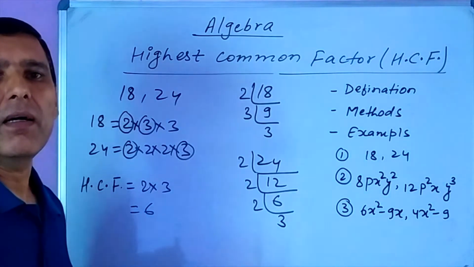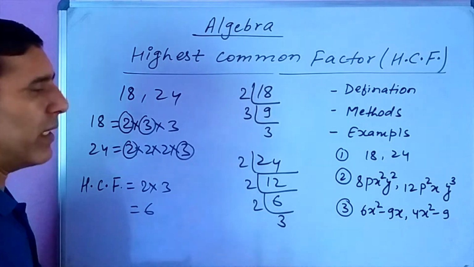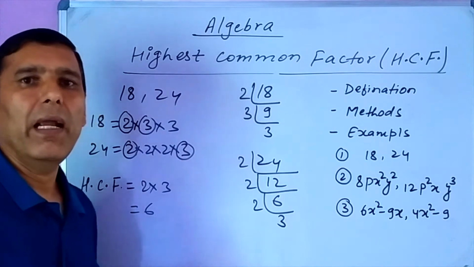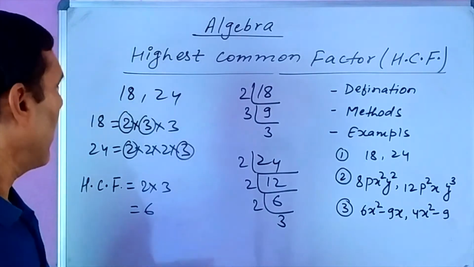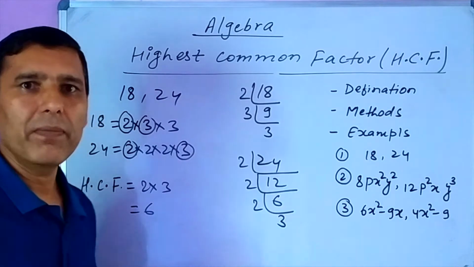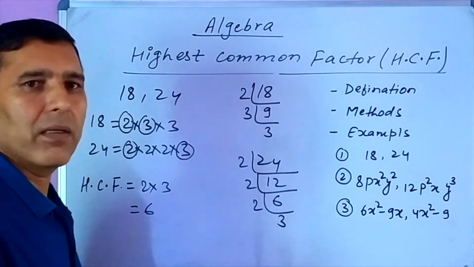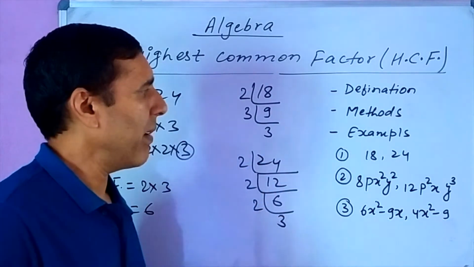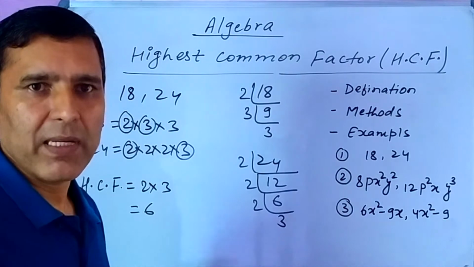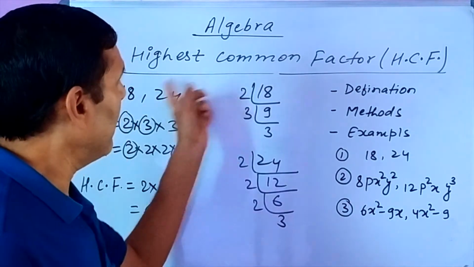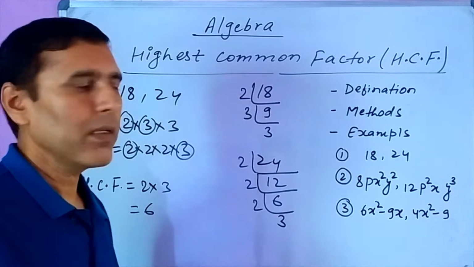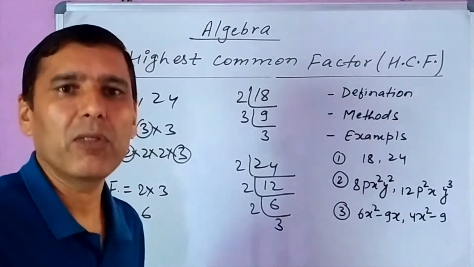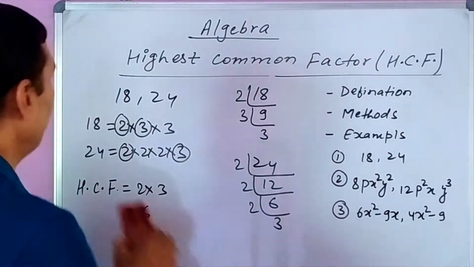That means 6 is the greatest factor of 18 and 24, or 6 is the greatest number dividing 18 and 24 exactly. This is one example to understand the meaning of HCF. Now in the same way, we can find the HCF of algebraic expressions as well. Especially in this chapter, we are finding the HCF of algebraic expressions. So let's take some simple examples of algebraic expressions and see how to find their HCF.